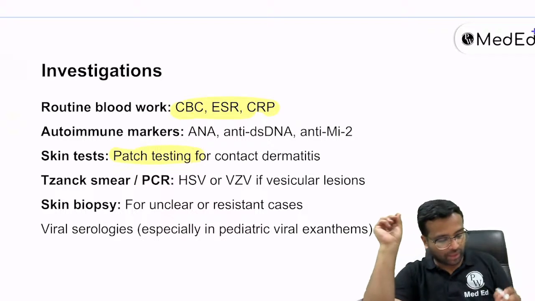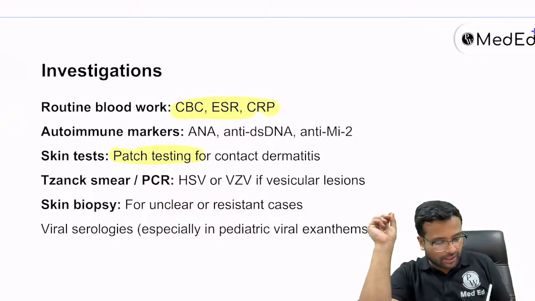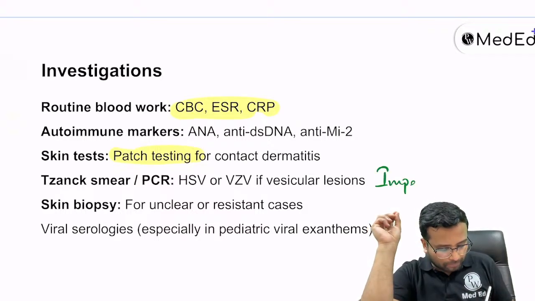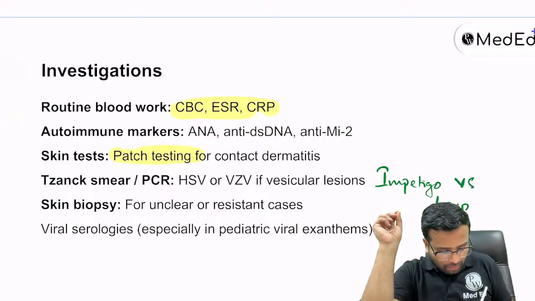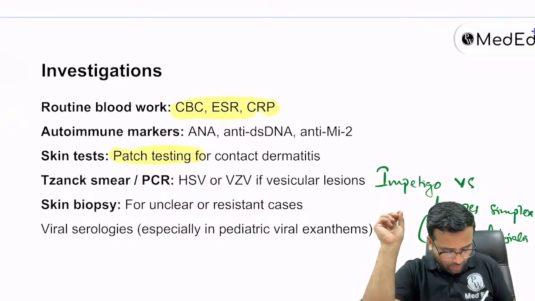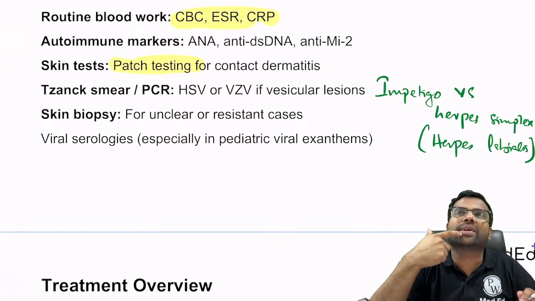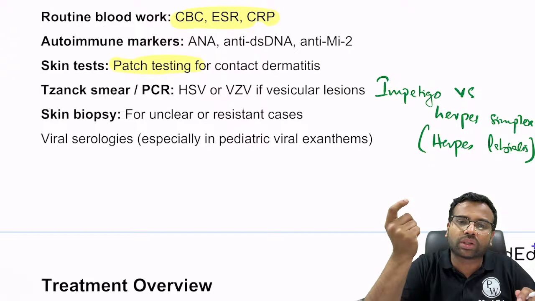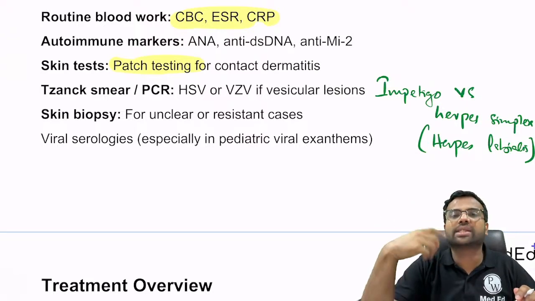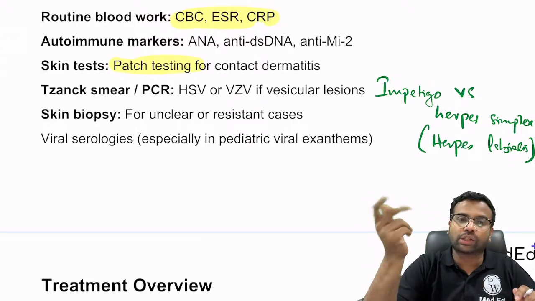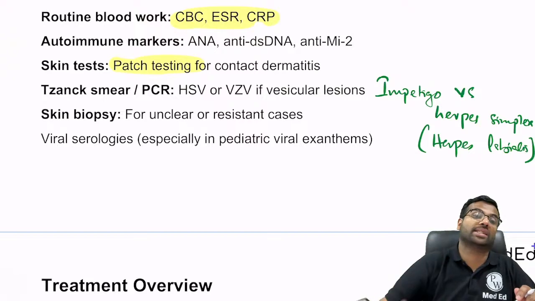with, if you have a confusion, is it impetigo versus herpes simplex infection? Let's say herpes labialis. So in herpes labialis, you may get confused. If the patient is having some vesicular lesions around the mouth or around the lips, or is it because of impetigo? So for such cases, you can also go for a Tzanck smear.